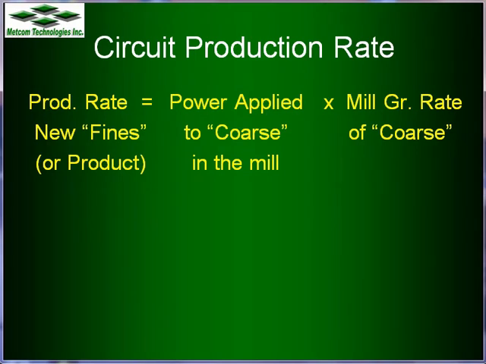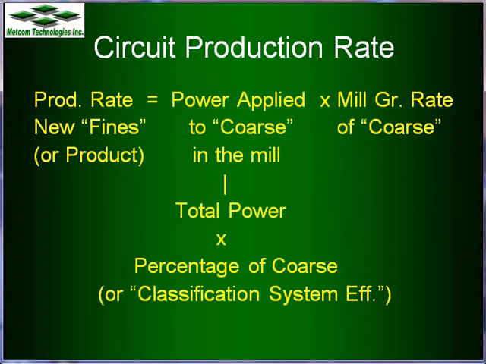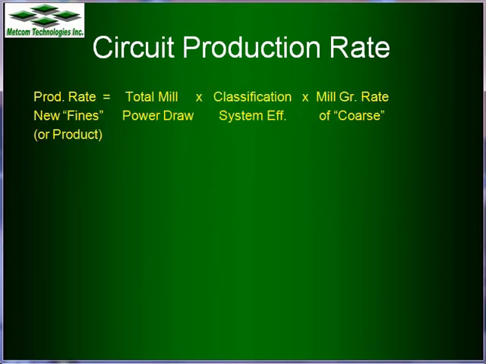For any ball mill circuit, we can state that the production rate of fines or new product size material has to equal the power applied to the coarse material multiplied by the grinding rate of the coarse material per unit of energy applied to it in the mill. But we know that the power applied to the coarse material in the mill is the total power times the percentage of coarse material in the mill, or the classification system efficiency. We can therefore write the simple equation that the production rate of new fines or product size material for the ball mill circuit is equal to the total mill power draw times the classification system efficiency times the mill grinding rate of coarse material.